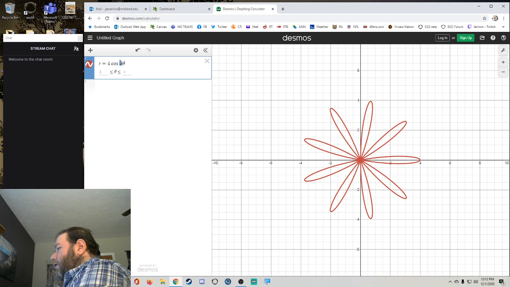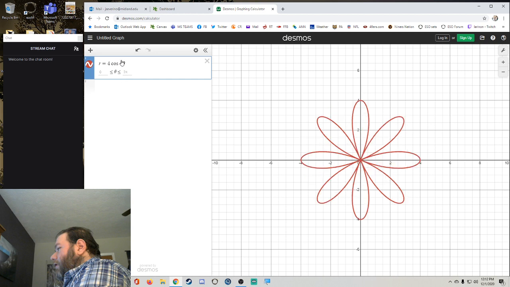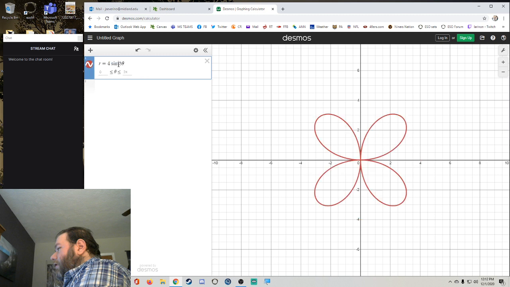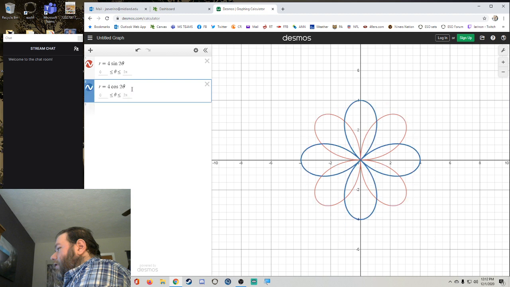And if we change that to cosine instead of sine, it rotates. It's easier to tell the rotation. We're looking at 4 petals, I guess, with 2 theta. There's sine. And there's cosine. The cosine is in blue, and the sine is in whatever that color is, red or green. I can't tell at that magnitude. Anyway, some interesting shapes.